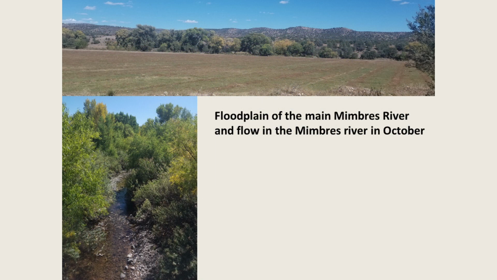So this is the floodplain of the Mimbres River. This is the river back here. This is in New Mexico. And this is the Mimbres River itself and the flow in October. So we don't have very many streams with that much water in October. So these drain some pretty high mountains that have snow and have pretty good flow.